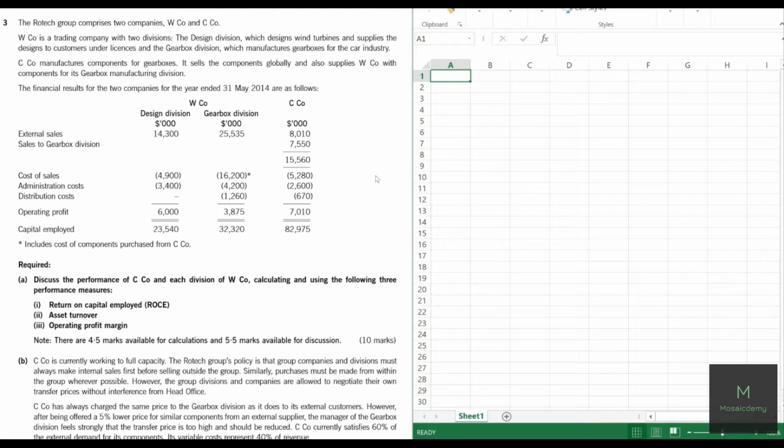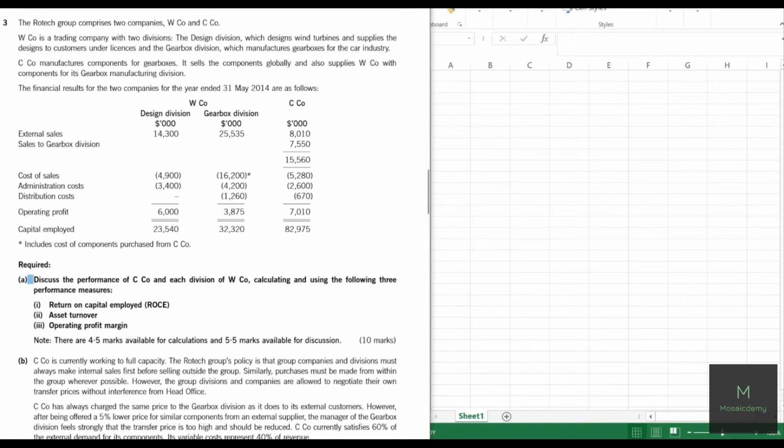Okay, so as always, we'll start with the requirement. So it says requirement A, discuss the performance of C Co and each division of W Co. So there's two divisions for W Co, design and gearbox division, calculating and using the following three performance measures. So it's the ROC, the asset turnover, and the operating profit margin. Note, there are 4.5 marks available for calculations and 5.5 marks available for discussion for a total of 10 marks.